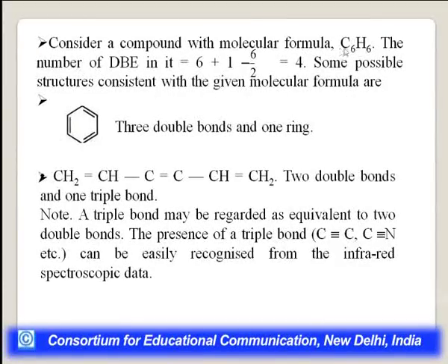Consider a molecular formula C6H6. The number of double bond equivalents in it is 6 plus 1 minus 6 by 2, that is 4. Some possible structures are consistent with the given molecular formula. Here is one with 3 double bonds and 1 ring, and another molecule is possible with this molecular formula. Here you can see 2 double bonds and 1 triple bond. A triple bond may be regarded as equivalent to 2 double bonds. The presence of a triple bond, that is C triple bond C, or C triple bond N in case of cyanide, or in case of acetylene or alkynes, can be easily recognized from the infrared spectroscopic data.